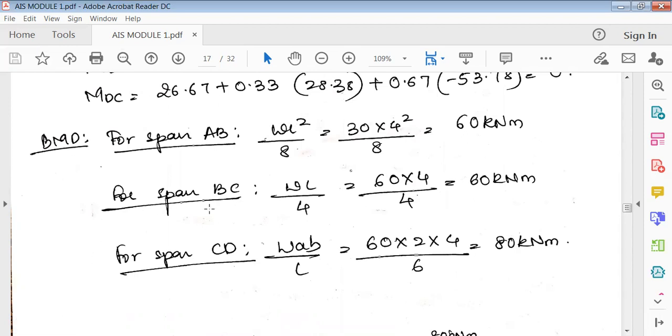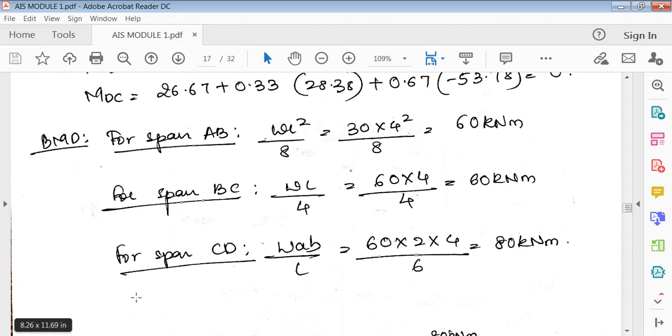Next, for span BC, the free bending moment is WL by 4, because it is exactly concentrically loaded. That means exactly at the center there is a load. So it is WL by 4, and we have substituted the values here.